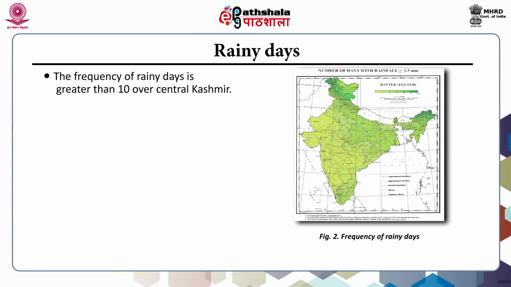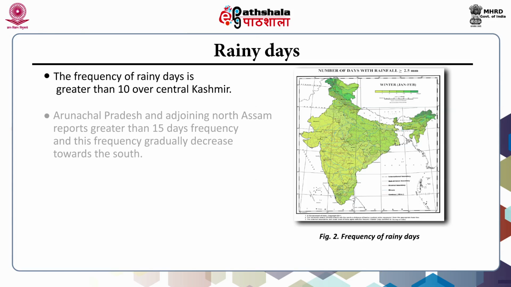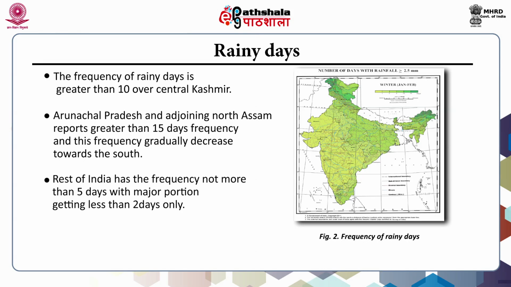The frequency of rainy days is greater than 10 days over central Kashmir. Arunachal Pradesh and adjoining North Assam report greater than 15 days of frequency, which gradually decreases towards the south. The rest of India has a frequency of not more than 5 days, with the major portion getting less than 2 days only.